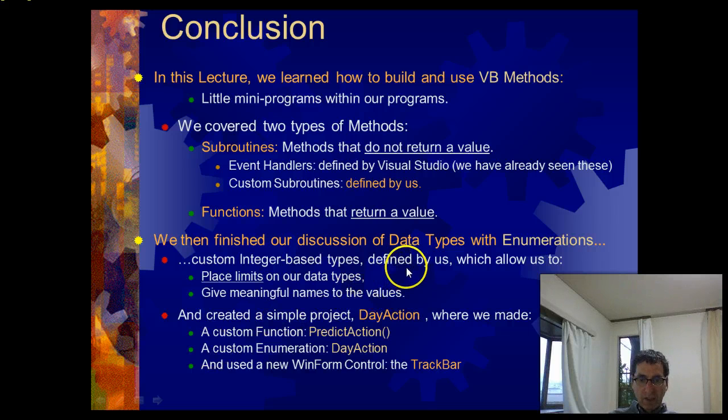And then we finished our discussion of data types with enumerations. They're custom integer-based types defined by us, which allow us to place limits on our data types and give meaningful names to the values. And we created a simple project, day action. I'm not so sure I'd call it simple. Day action, where we made a custom function, predict action, a custom enumeration, day action, and used a new WinForm control, the track bar. Okay, so that's the end of lecture 6.